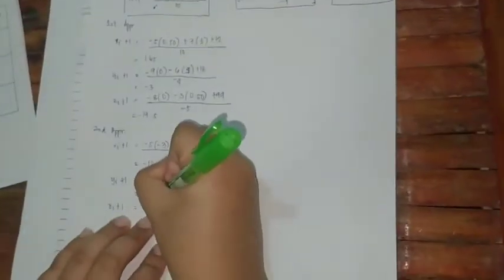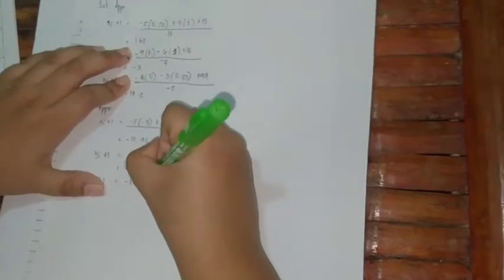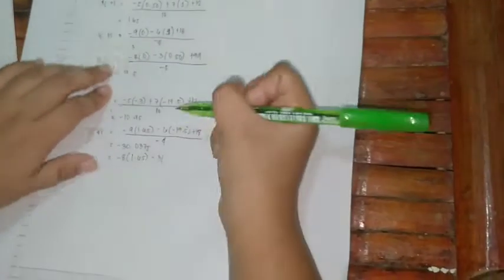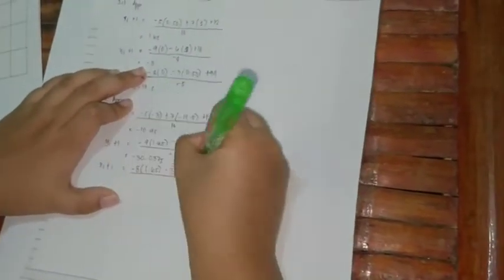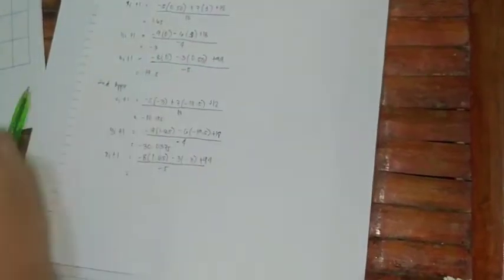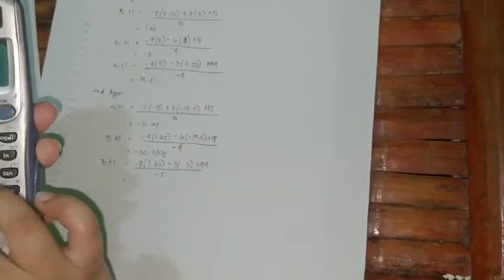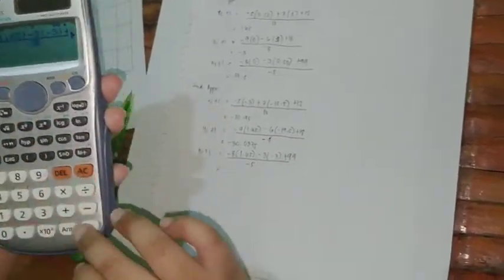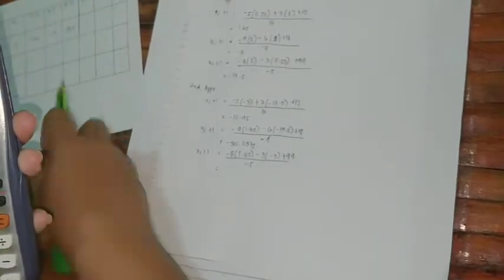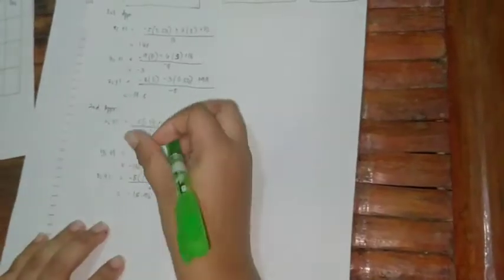Now, next is the z sub i plus 1. So, negative 8 multiplied by the value of x on the first iteration, which is 1.65, minus 3y, which is negative 3, plus 99 divided by negative 5. So, we have negative 8 times 1.65 minus 3 times negative 3 plus 99 divided by negative 5. So we have negative 18.96.